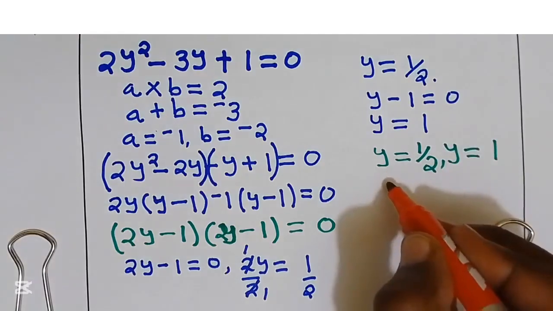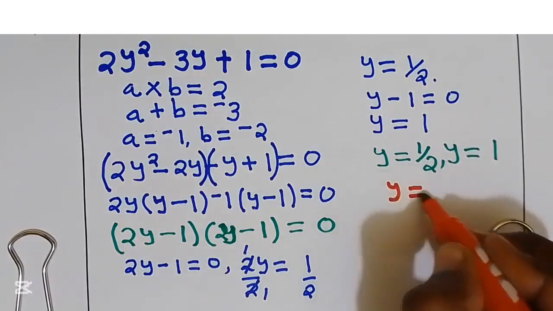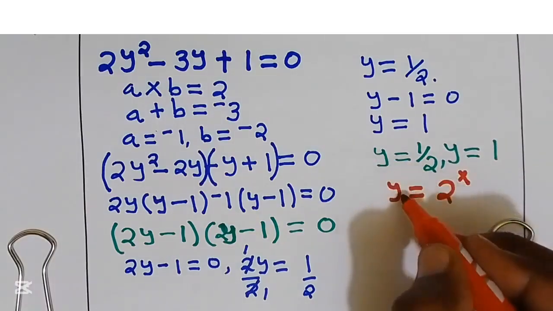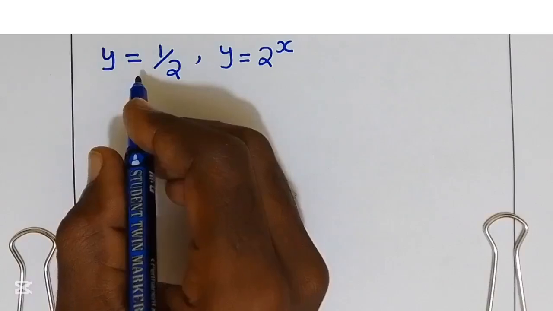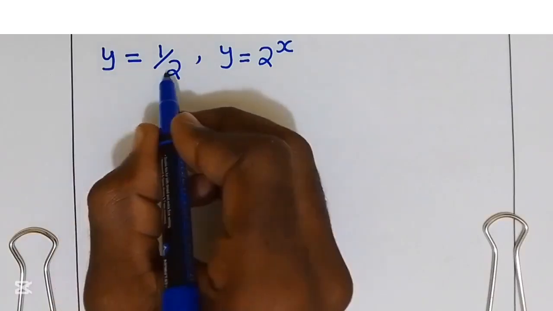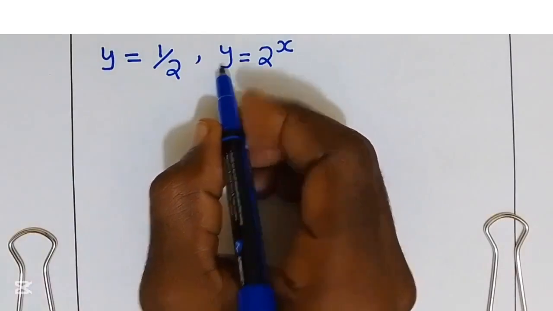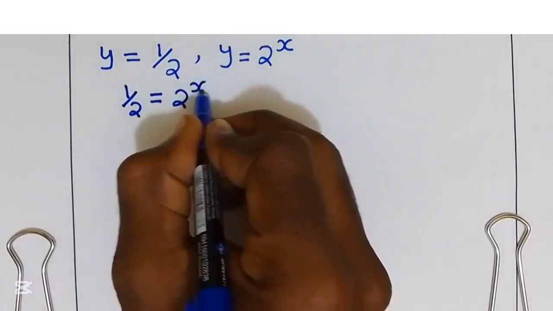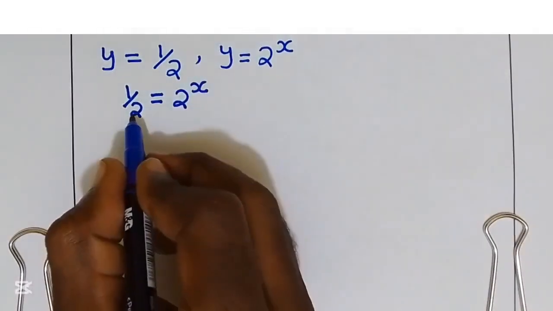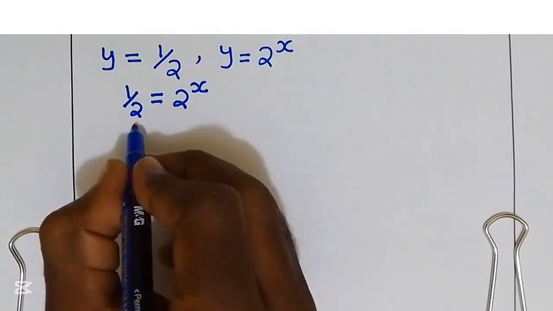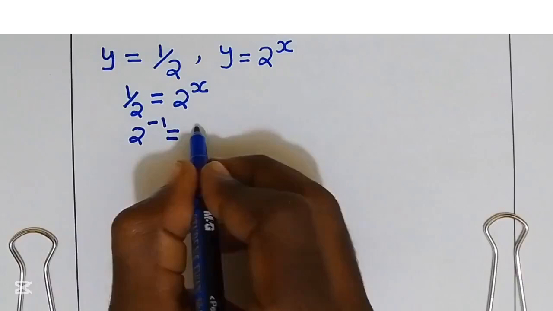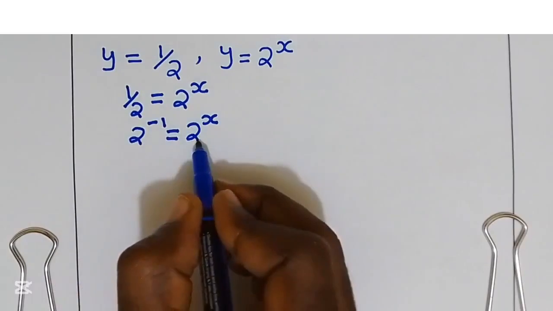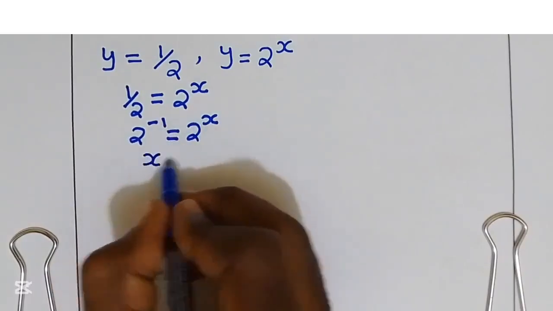But remember, we let y equal to 2 power x. Now we are going to substitute the value of y to get x. Let's substitute y is equal to a half. We are going to have 1 over 2 is equal to 2 power x. I'm going to reciprocate a half. This will be 2 power minus 1, equal to 2 power x. We have the same base. Now exponents are going to be equal. Now x is equal to negative 1.